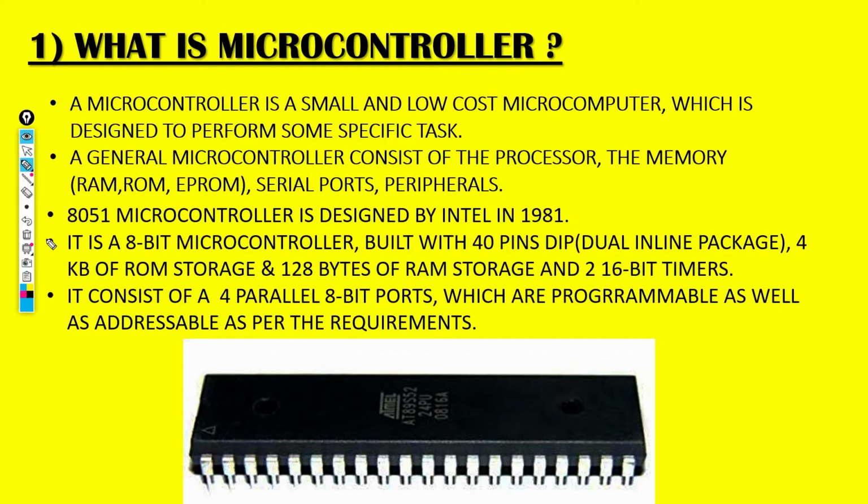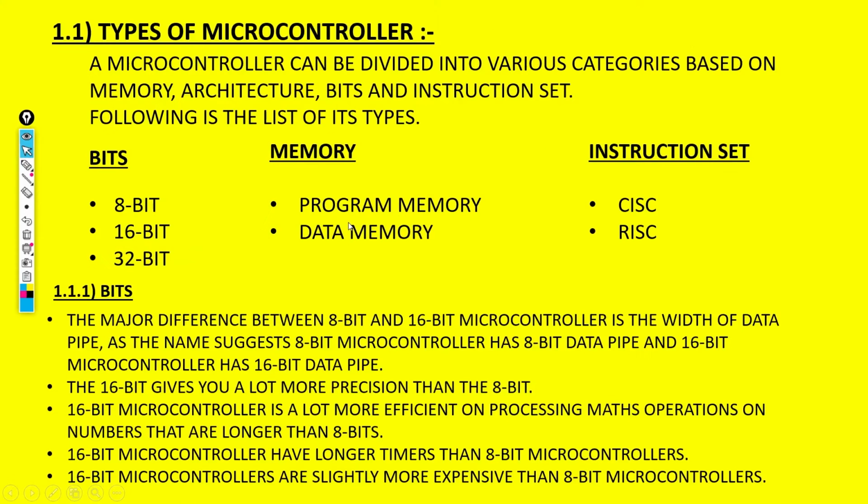So let's now see types of microcontrollers. A microcontroller can be divided into various categories based on memory, architecture, bits, and instruction set. Usually it is divided based on memory, bits, and instruction set, not on architecture.